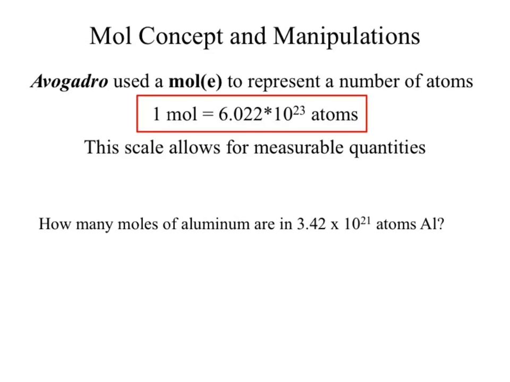So how many moles of aluminum are in 3.42 times 10 to the 21st atoms of aluminum?